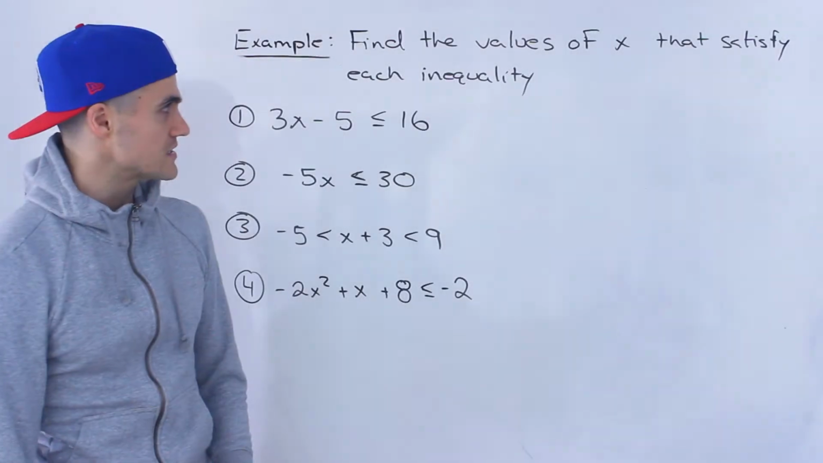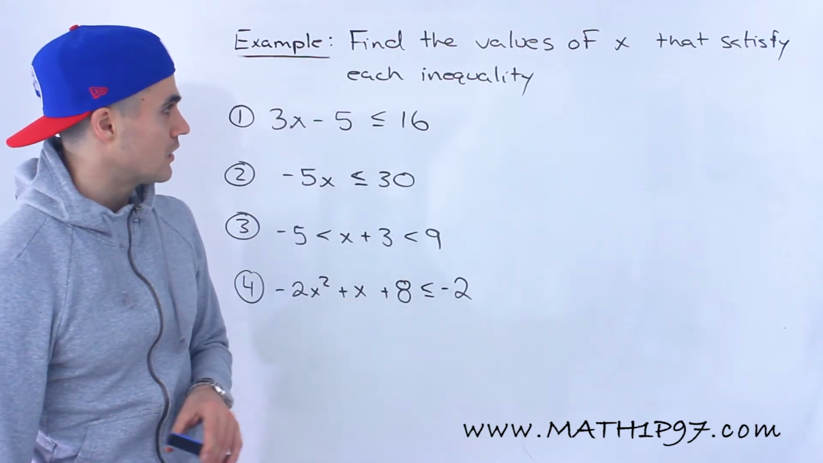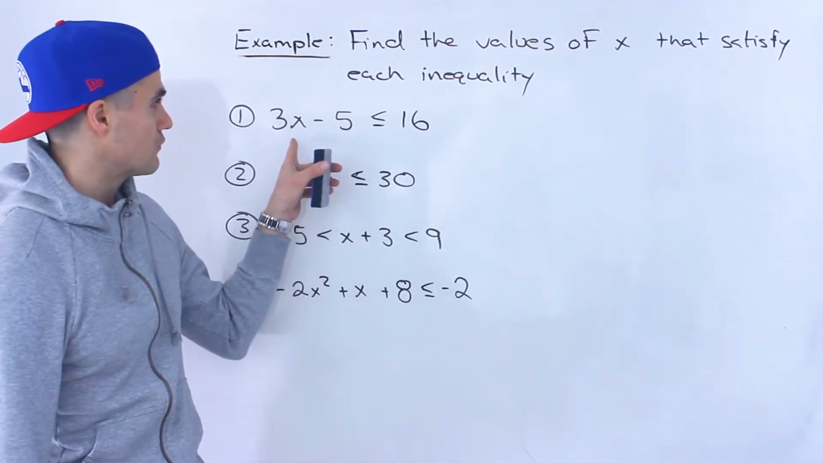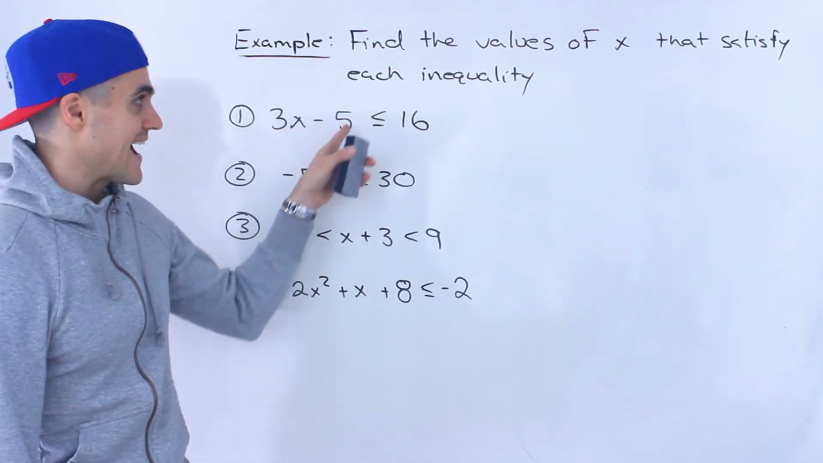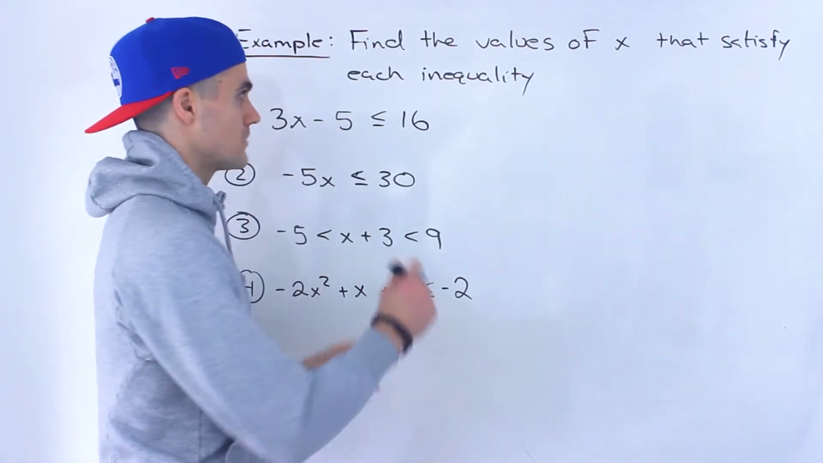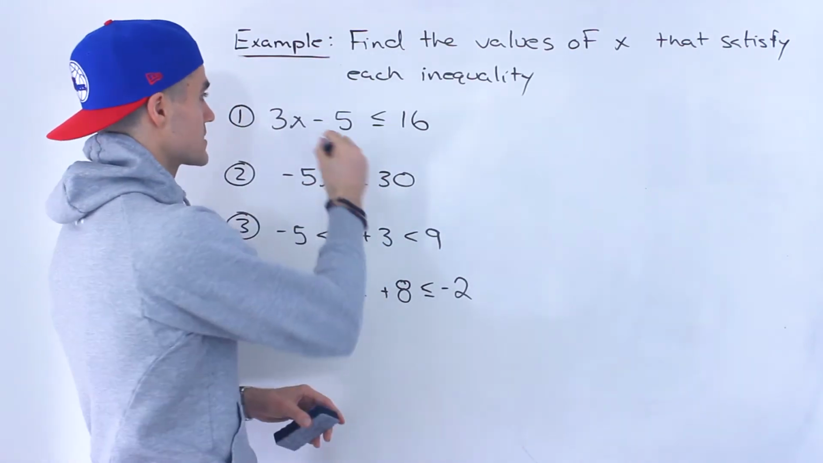Moving on to the next video, we've got to find the values of x that satisfy each inequality over here. Starting with number one, we have to find when 3x minus 5 is less than or equal to 16. Basically, the way you treat this is like a regular equation. You want to isolate for that x.